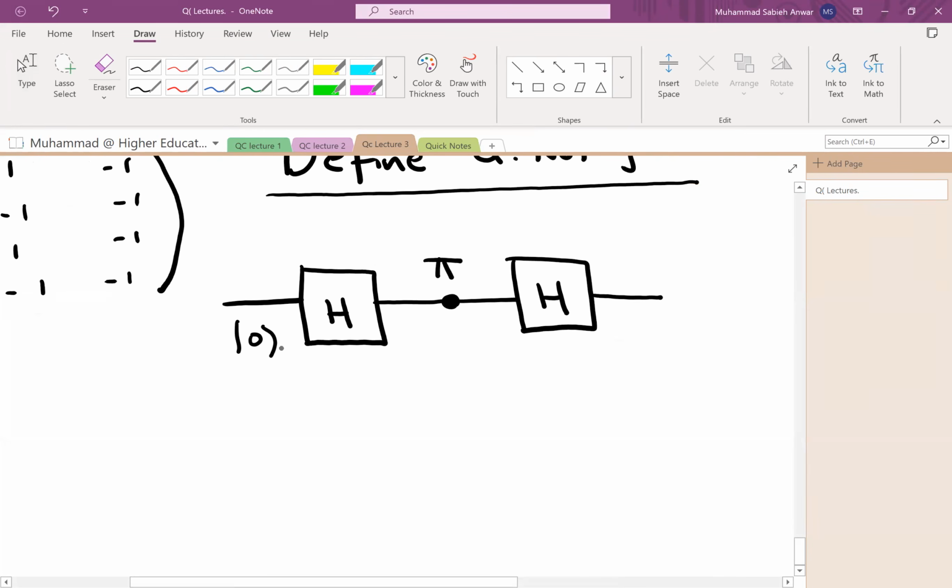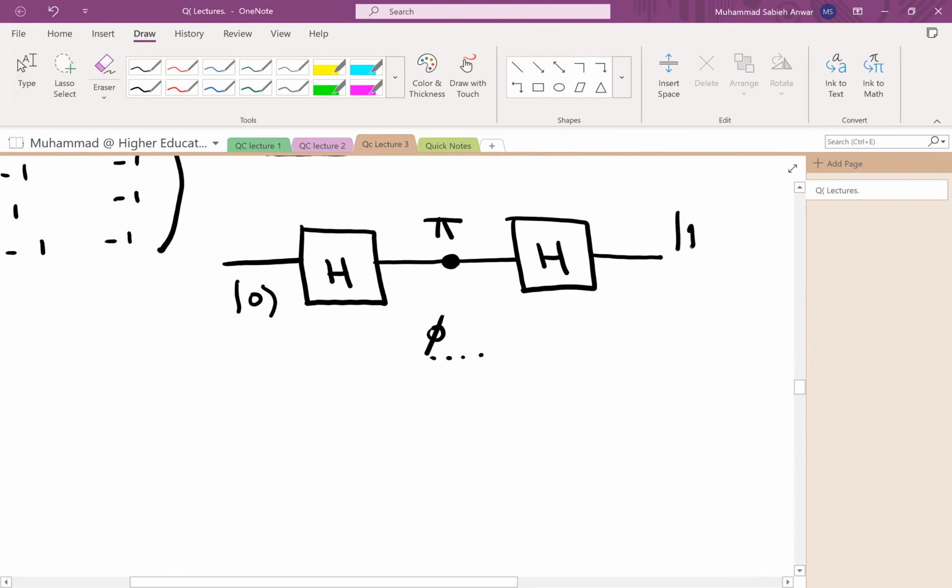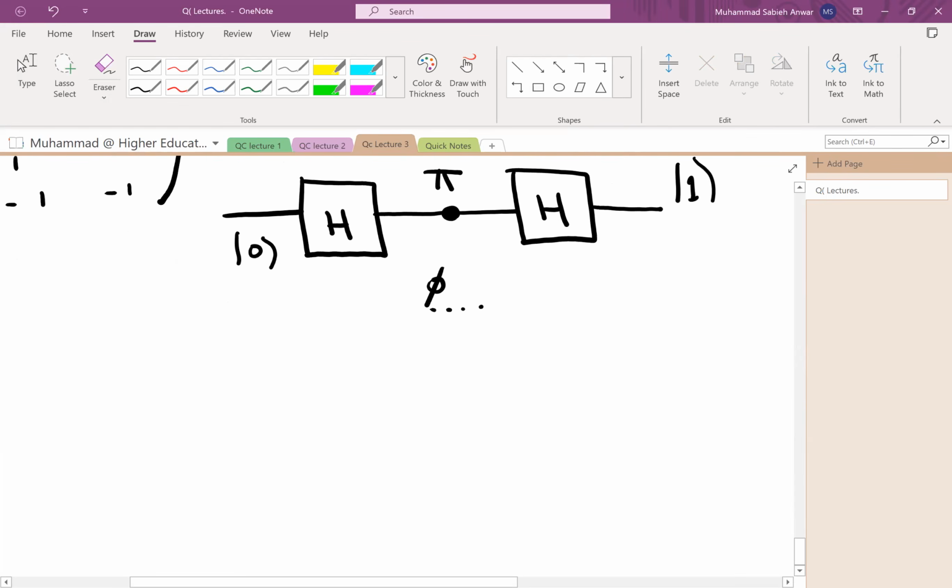What should be the output? It should be the same, right? If my phase were 0, if I didn't have a phase gate, what would be my output? 0. So if my phase were pi instead of 0, I would get 1, right? So I can test this out as well.